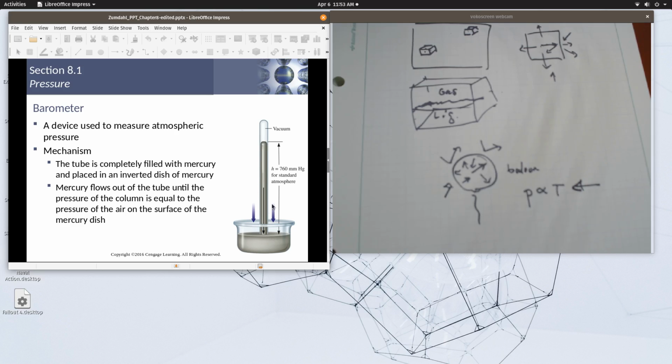There's a mass of mercury here that pushes down, and there's of course air on top of this which is pushing up, and so there's a counterbalance at some point. And when the weight of this mercury is equal to the pressure being applied, the system comes to equilibrium, and I read off how much mercury is in this tube. And the standard atmosphere is 760 millimeters of mercury.